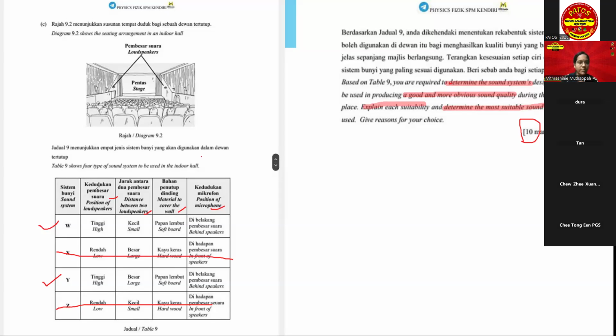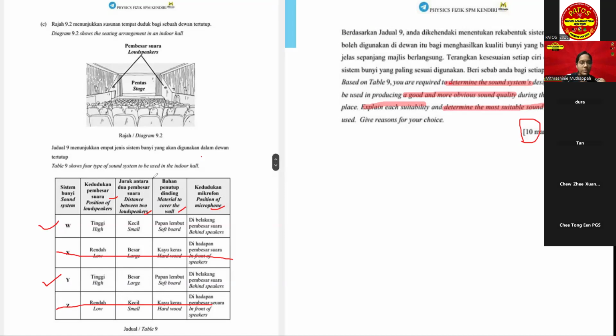Now we look at the others. Position of loudspeaker. We compare between these two because we have to choose only one sound system. So we compare first the position of loudspeakers. W is high, Y is high. Distance between two loudspeakers: W has a small distance, meanwhile Y has a large distance. Position of microphone: behind the speakers. So both have the same characteristic. Since position of loudspeaker and position of microphone have the same specification, we are focusing on the distance right now. Small distance or large distance?